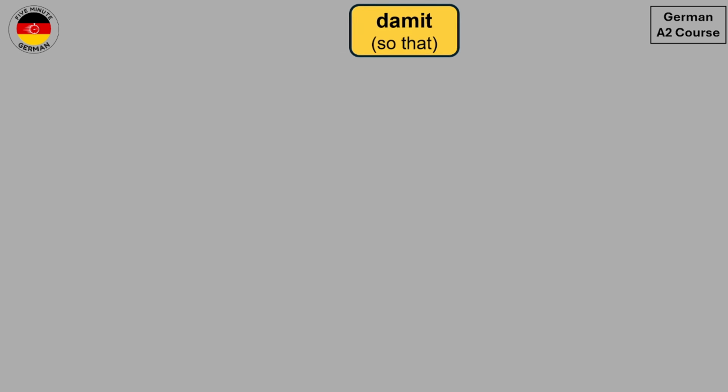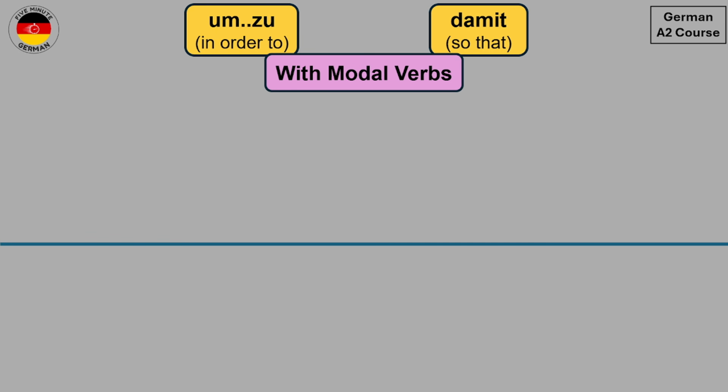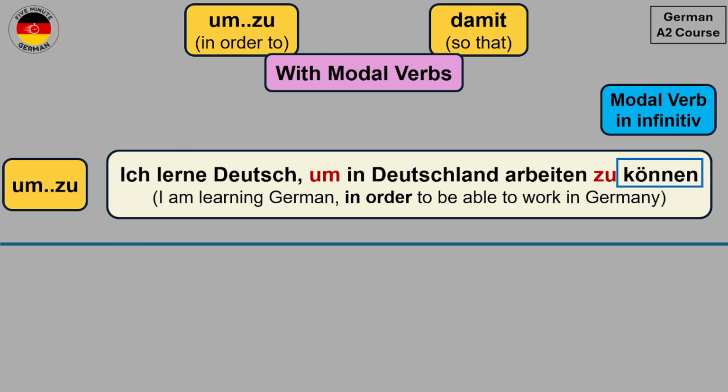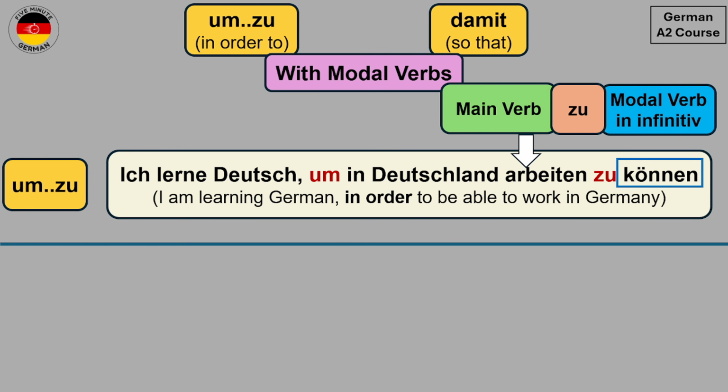Now let's see how we can use um zu and damit with modal verbs. So a sentence with modal verbs and um zu can be: Ich lerne Deutsch, um in Deutschland arbeiten zu können. I am learning German in order to be able to work in Germany. Now you see in this case the modal verb goes to the last position in infinitive form and we have zu before it, and the main verb comes before zu.